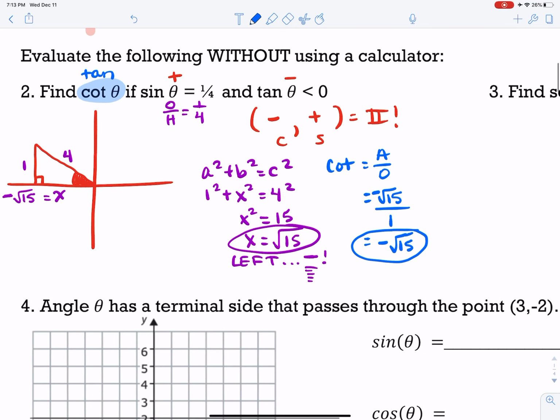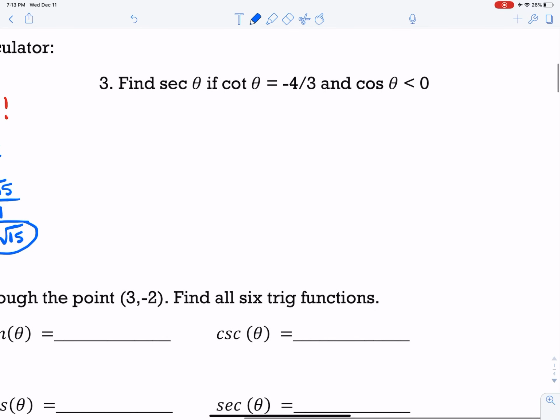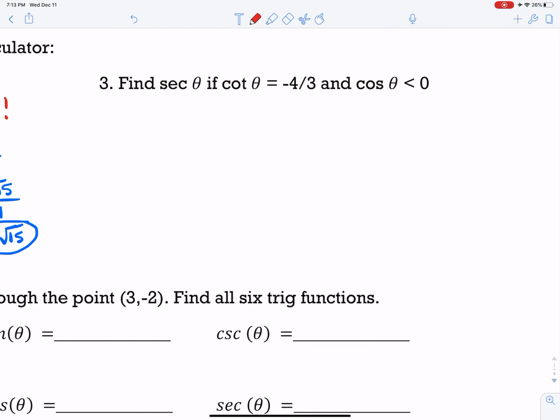Let's do number 3. All right, it says find the secant, and it's giving us some stuff. Cotangent is negative 4/3, and cosine is less than 0, so it's also negative. So our cotangent is negative, and our cosine is also negative.